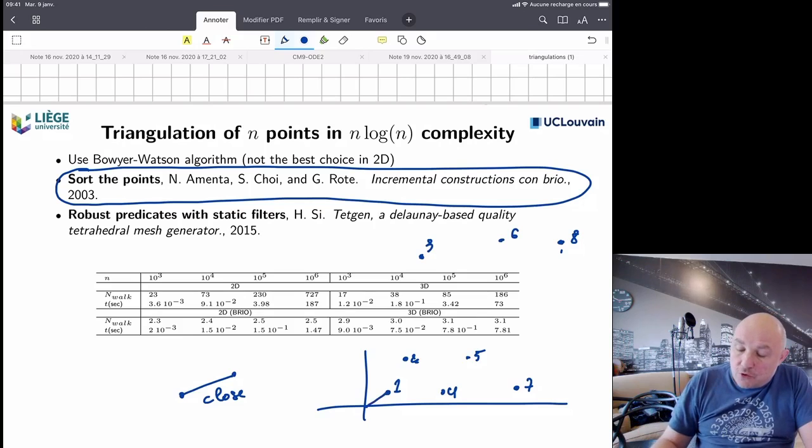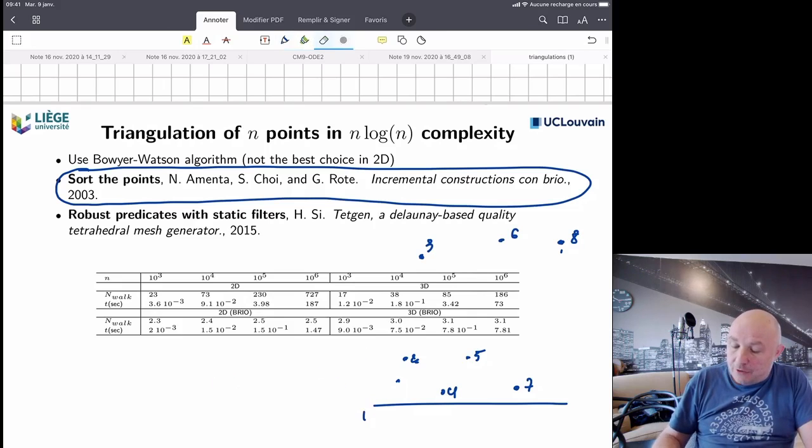You could try to sort with respect to their distance to the origin, but again, it would be extremely bad, because you could have a point here, then a point there, which is at the same distance, but at 180 degrees, etc. So sorting in a very naive fashion will never work.